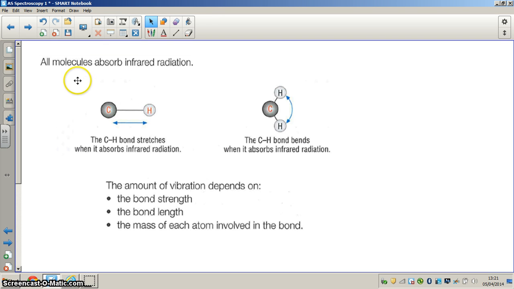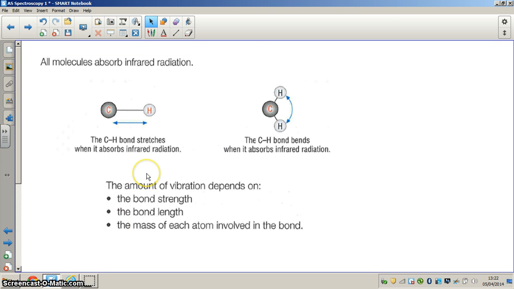We're talking about absorption through the infrared spectral range, and wherever that absorption occurs, it's because of a bond absorbing the energy at that particular frequency, and those depend upon these three things.